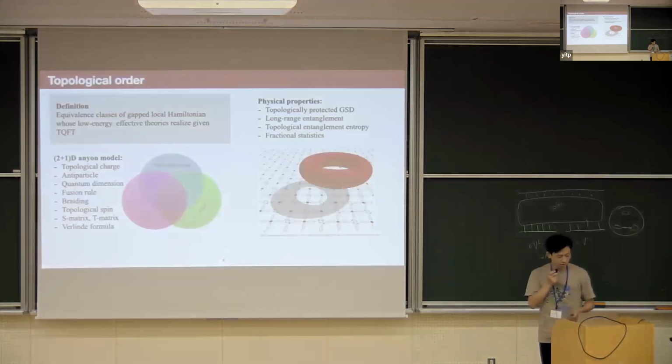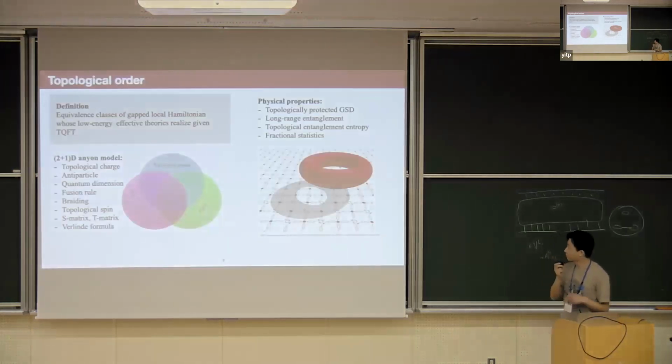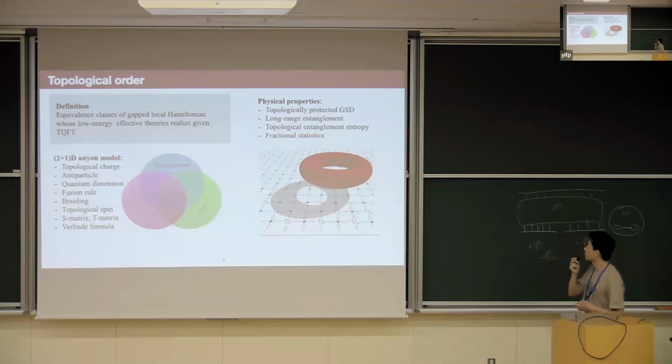And we know that there are several different definitions of topological order. And now the generally accepted definition for the gapped topological order is just the equivalence class of the gapped local Hamiltonians. And this equivalence class of gapped local Hamiltonians realizes some kind of TQFT. And there are several physical properties of the topological order. Usually we can detect the topological order with the topologically protected ground state space or the long range entanglement of the ground state of this topological order. And there are also other physical properties like the topological entanglement entropy or the fractional statistics and so on.